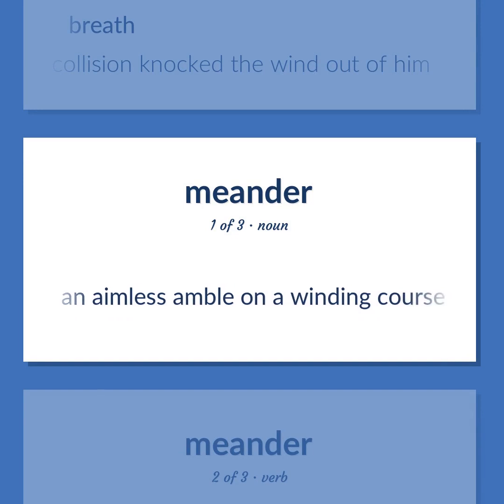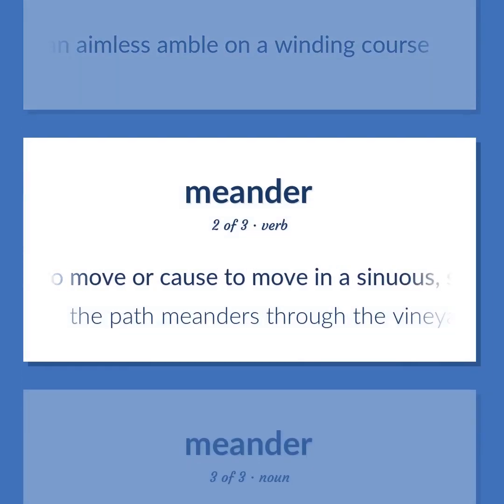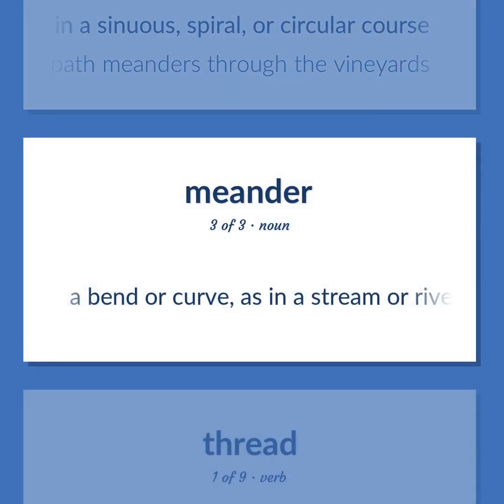An aimless amble on a winding course. To move or cause to move in a sinuous, spiral, or circular course. The path meanders through the vineyards. A bend or curve, as in a stream or river.